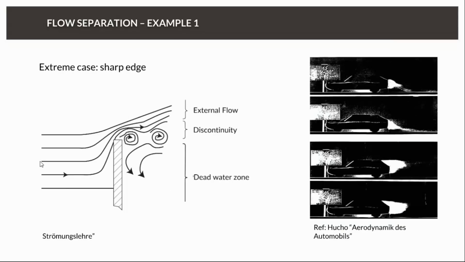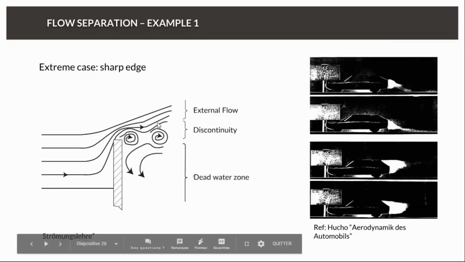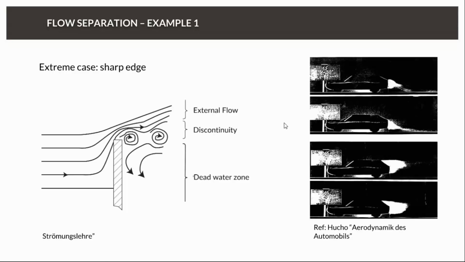Some examples of flow separation: the easy one is sharp edges, where the flow has no chance at all to be able to go around the sharp edge. So there we have an imposed location of the separation, and we will have suction behind and overpressure in front.